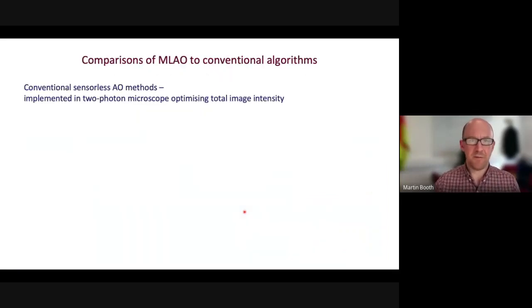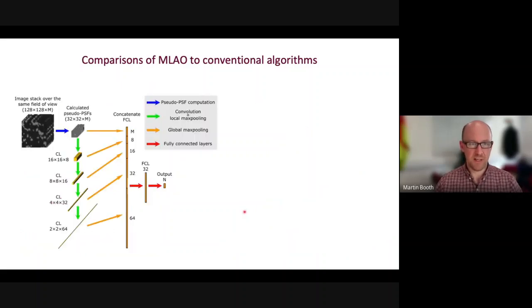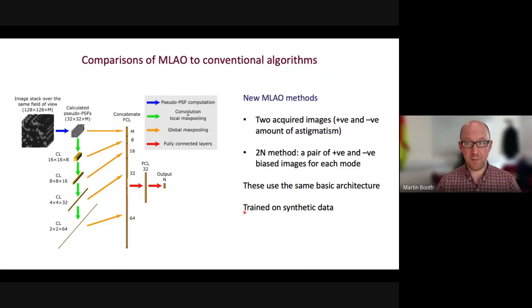And we're just going to compare different algorithms here. I'll just very quickly point out we're using two different conventional algorithms, just to give you a variety. One's called the 3n algorithm, the other one we've called the 2n+1 algorithm. Those of you who are familiar with this work will know about this. Those of you who aren't, don't worry about it. These are just two different conventional algorithms we've used in our previous work, which we wanted to use for comparison. We compared those to two versions of the machine learned algorithms. One of them, which just used two acquired images, simply had the positive and negative amount of astigmatism, and another one which used the positive and negative images for each individual mode. Again, if you're not familiar with these methods before, don't worry too much about it.